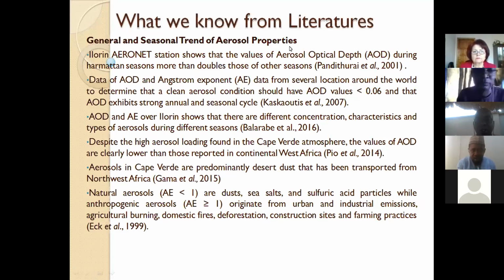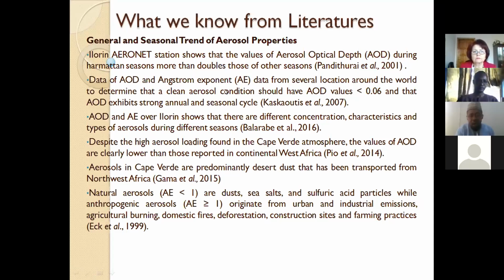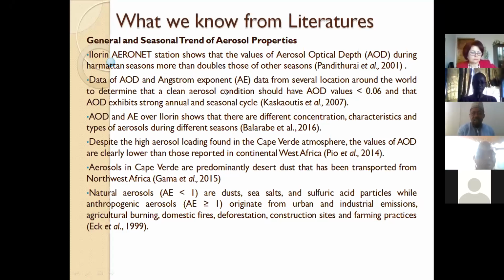Okay. So I said what we know about Ilorin as a station is that there is more aerosol loading there, which doubles most other places, and it varies from season to season. The rainy season has lower, while the dry season has higher. Also, for the AE, the Angstrom exponent, we know that AE shows the size distribution of aerosols.